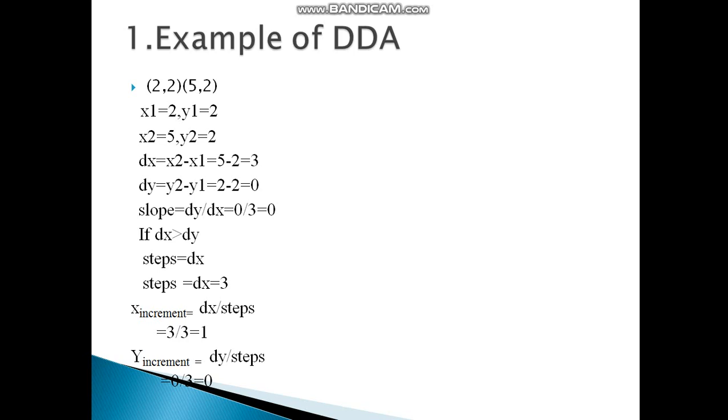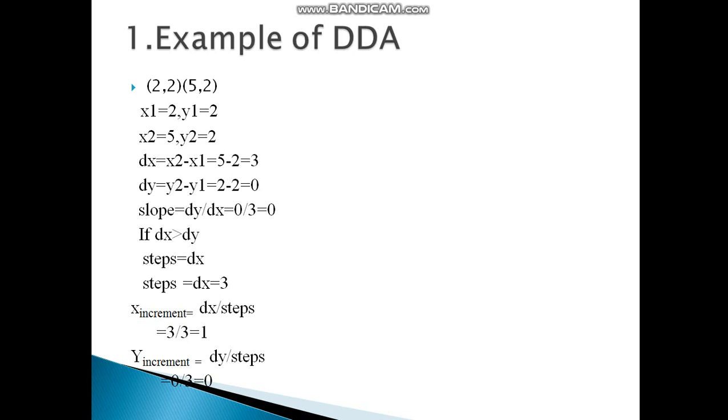In the previous lecture, I gave an example, that is (2, 2) and (5, 2). So x1 is equal to 2, y1 is equal to 2, x2 is equal to 5 and y2 is equal to 2. Step two is to calculate dx and dy, that is delta x and delta y. Delta x is equal to x2 minus x1, which is 5 minus 2 is equal to 3, and delta y is equal to y2 minus y1, that is 2 minus 2 is equal to 0. Then calculate the slope, that is delta y upon delta x, that is 0 upon 3 is equal to 0.